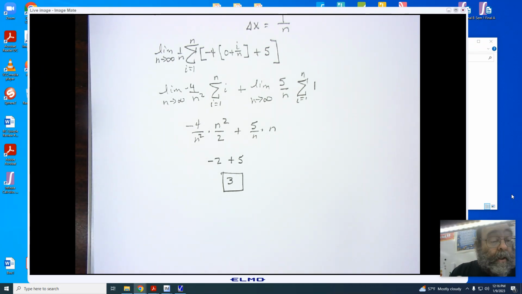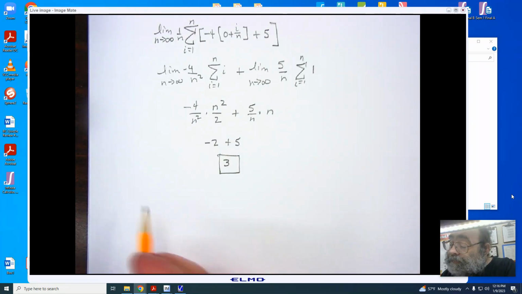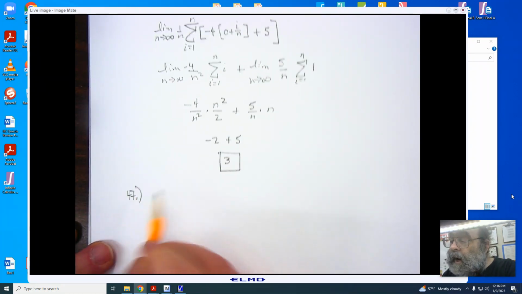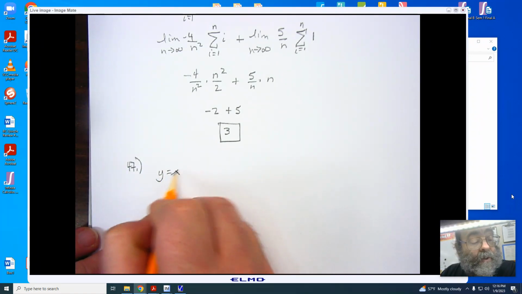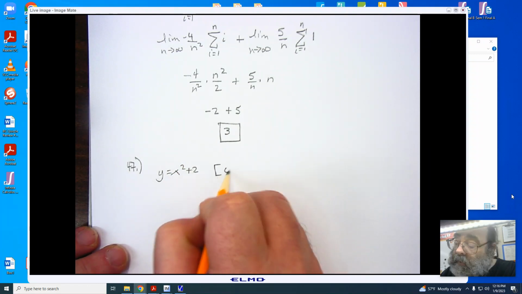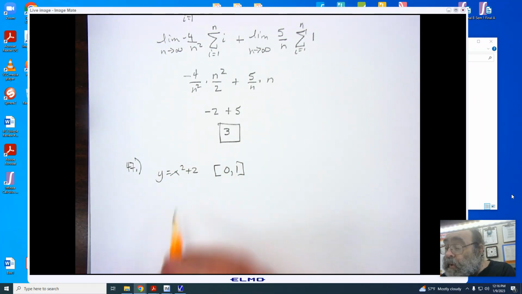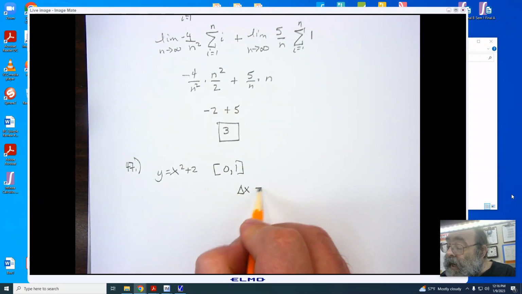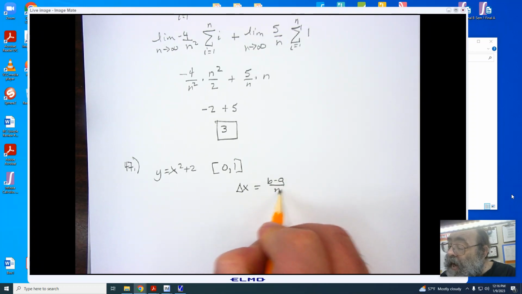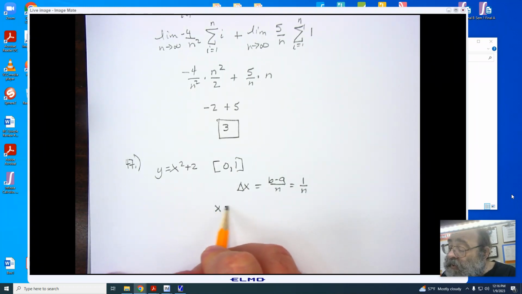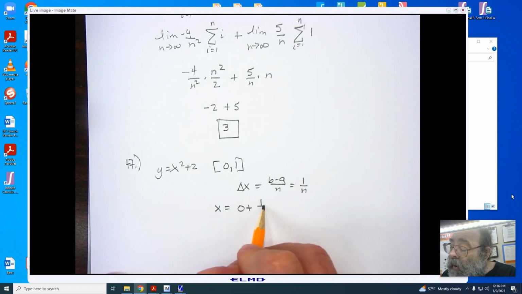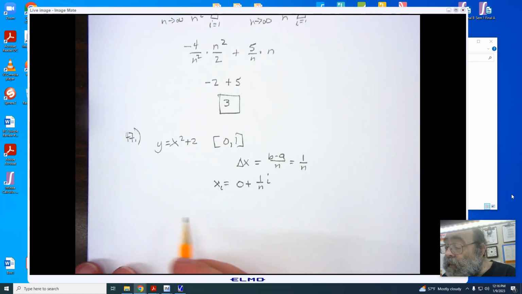All righty. This brings us to number 47. One more, and then I'm going to leave the rest to you. Number 47 works with y equals x squared plus 2 over the interval 0 to 1. We're using the limit process to find the area. So step 1 is to find your delta x. Delta x is b minus a divided by n. That's going to give me 1 over n. I know that x is going to be 0 plus 1 over n times i, and that becomes my x sub i. Here we go.